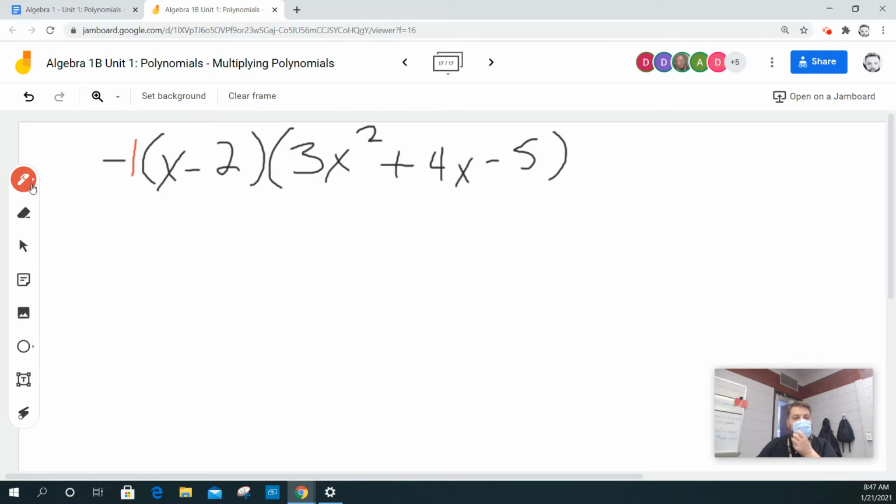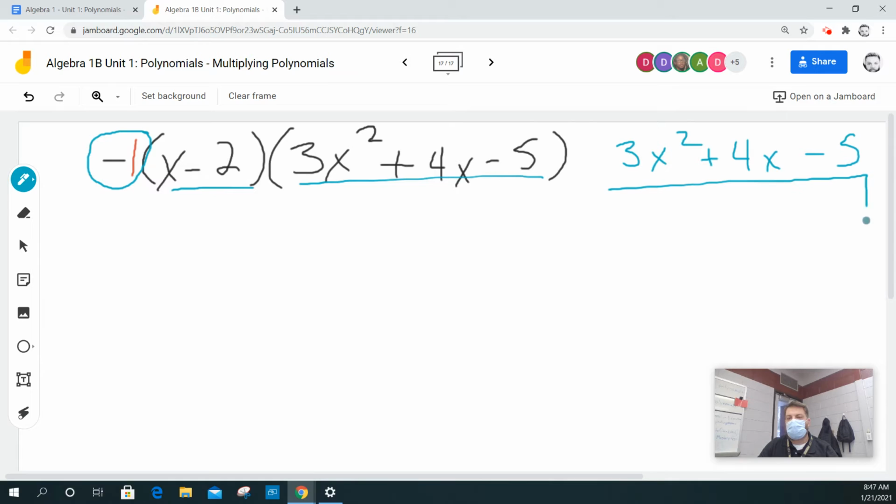So what I'm going to do is deal with this stuff. I'm going to multiply this by this first, but I can't forget that when I'm all done, I've got to multiply everything by negative 1. So over to the side here, I'm going to say 3x squared plus 4x minus 5, right? By the way, that's 3 terms.